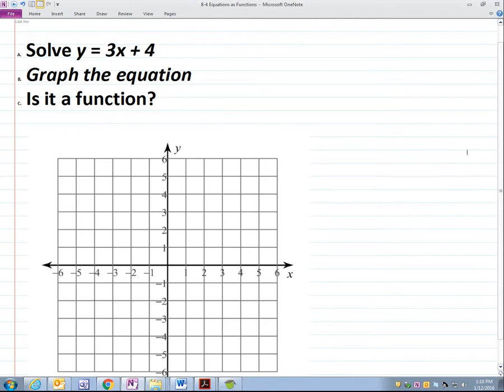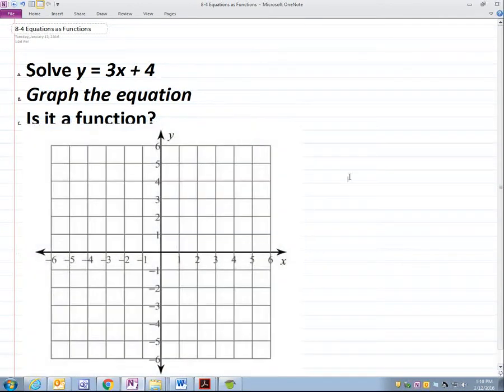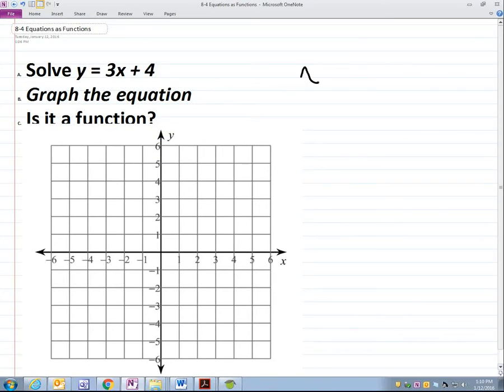So to sum up what we did yesterday, for this section, which is 8-4, equations as functions. First thing we're going to do is solve for y equals 3x plus 4. And in order to do that, the same way that you did for your homework last night, we have our x values, we have our function, and we have our y.